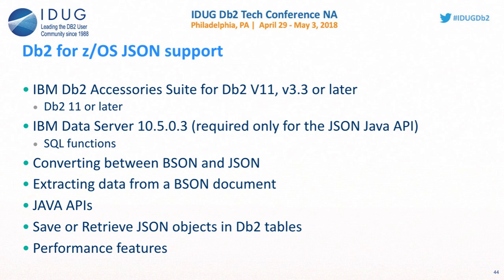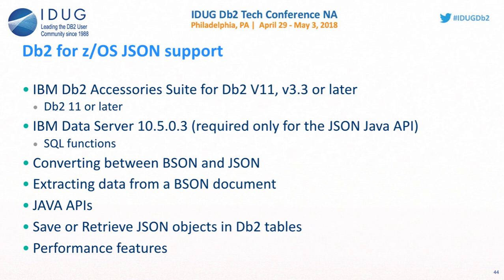The same way IBM handled XML, where you have the external format and the internal format, IBM takes the JSON and converts it into binary JSON when it stores it in its internal format so that it can deal with it better. So there are ways to convert between BSON and JSON. You can extract data from a BSON document, which means you have to run another function on your JSON when you're storing it in DB2 to convert it to BSON so that you can then start pulling the information out, all of which takes a little time.